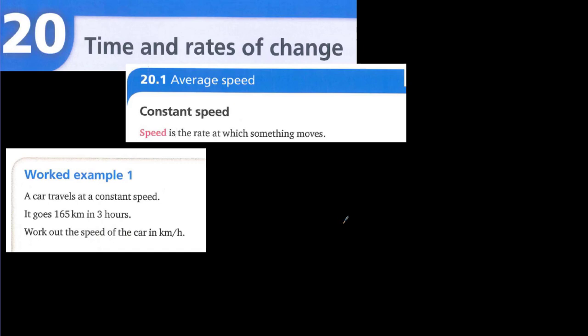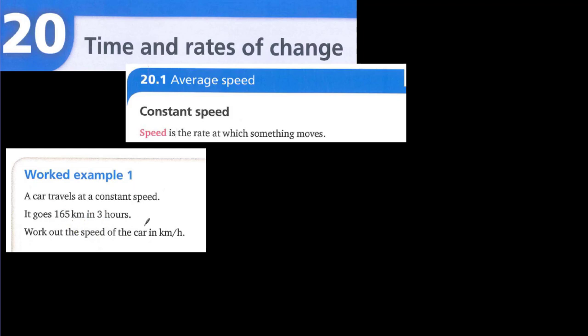Hi dear student, we are starting a new chapter, time and rate of change, and we are going to continue with the speed. Speed is the rate at which something moves, so it's related to time, and it's related to the distance that it covers. The distance moved is directly proportional to time, so we can use proportionalities for solving speed problems.